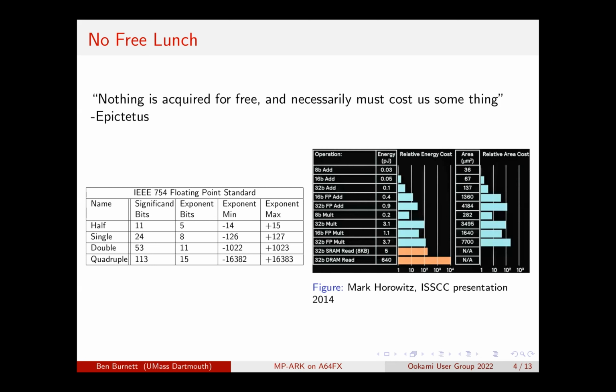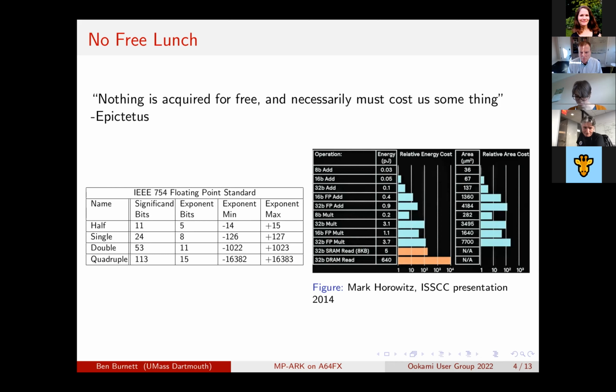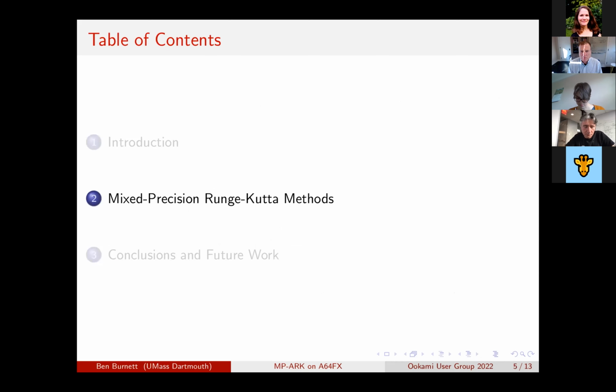And the thing to note is that the higher the precision of the floating point operations that we perform, there is a cost to them, both in energy and time. And so when we talk about no free lunch when dealing with precision, we're saying that with quadruple precision, there is a necessary cost that comes to us in the form of computation time and energy. And so with this motivation, this thought of trade-off between accuracy and computation time, I'll be going into an introduction of the mixed precision Runge-Kutta methods that we're dealing with.